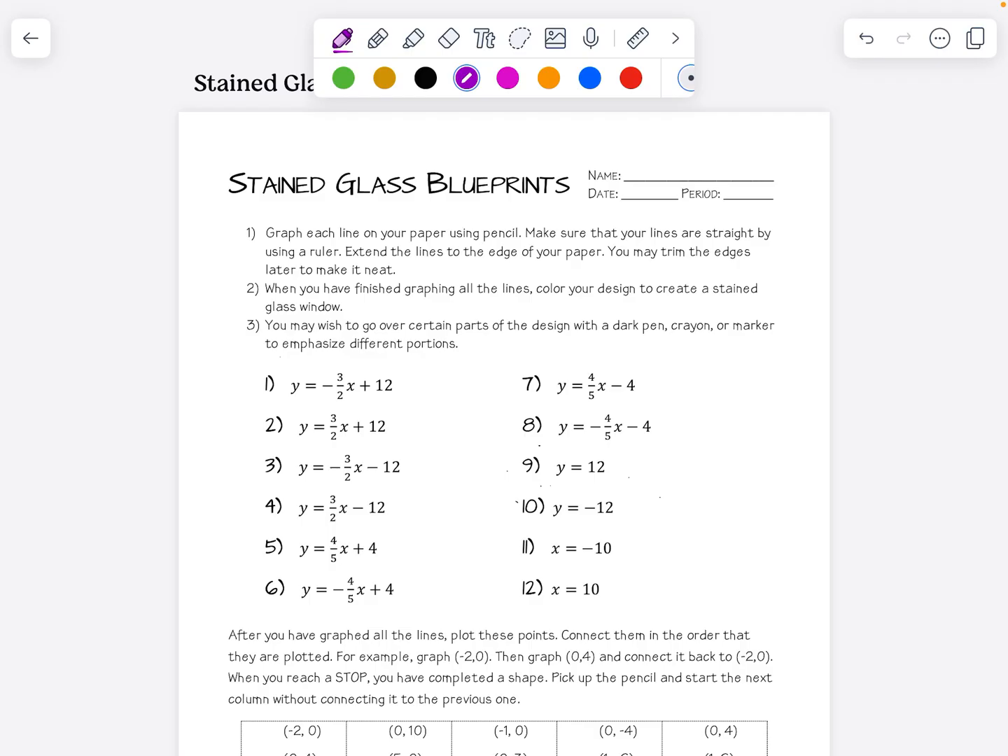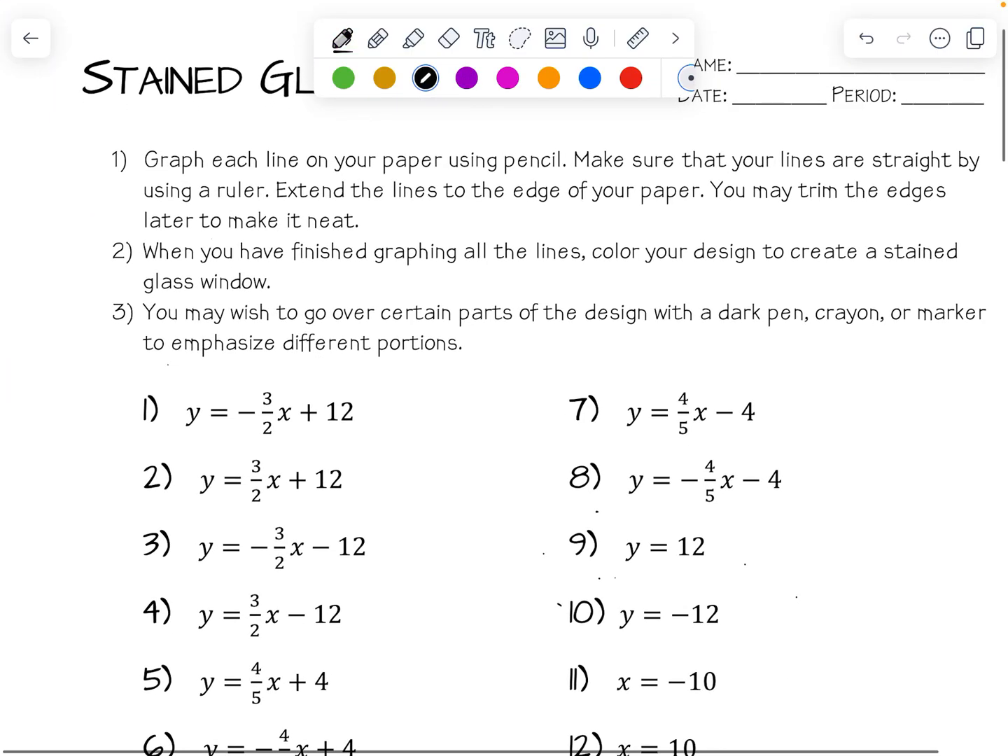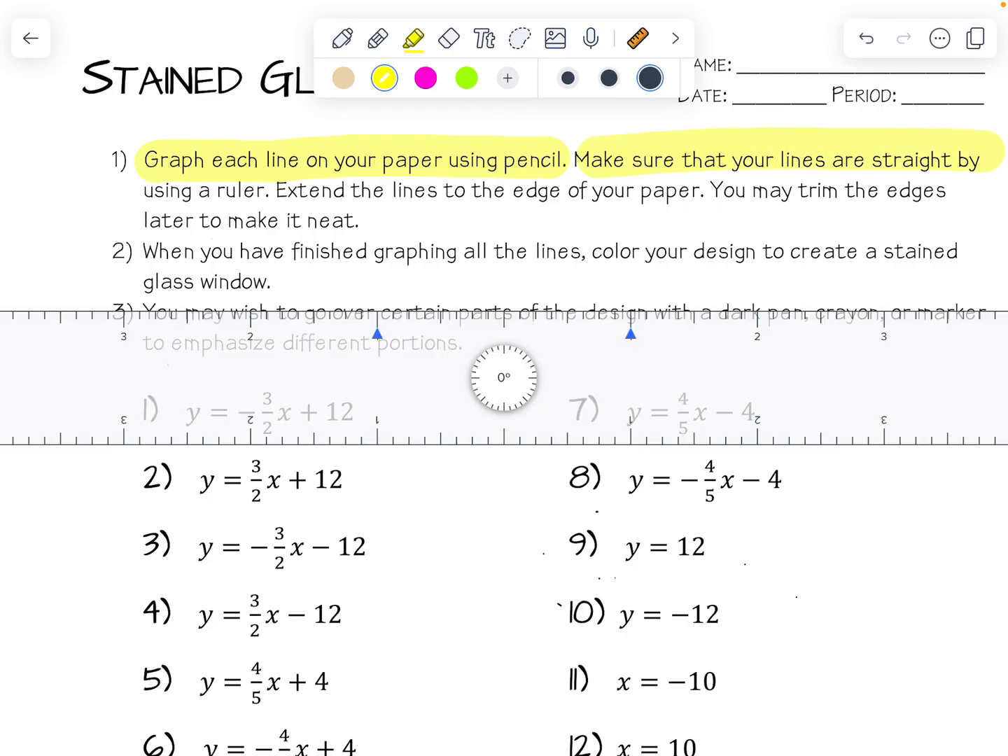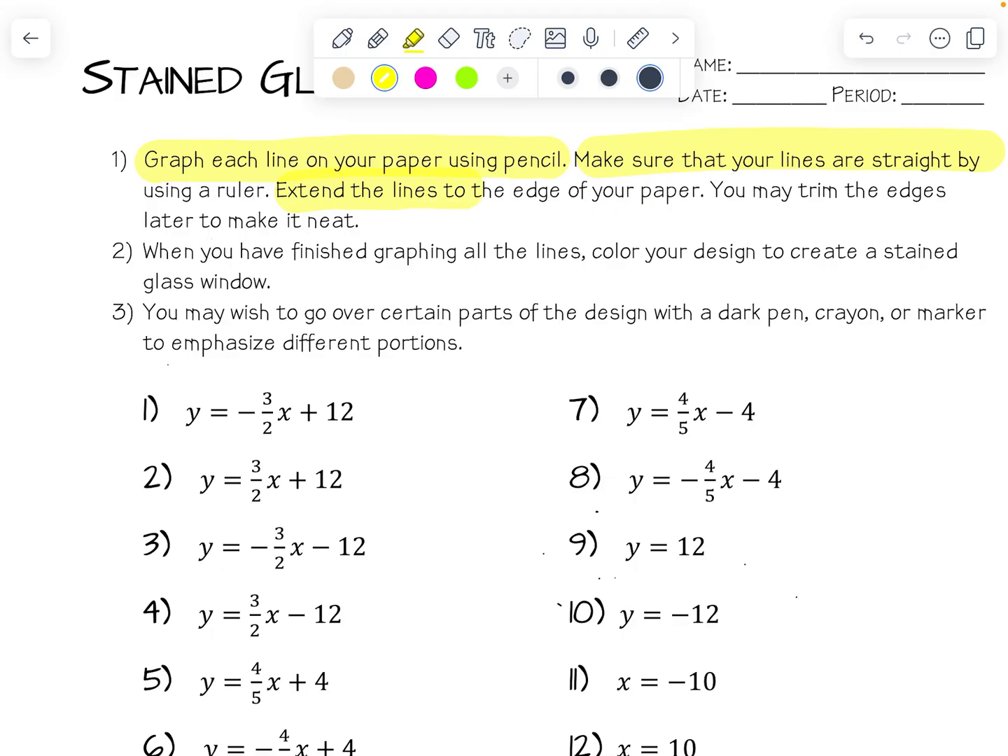For the stained glass window, these are the steps. You want to graph each line on your paper using pencil. Make sure the lines are straight by using a ruler. Extend the lines to the edge of your paper. When you finish graphing all the lines, you want to color it to create your stained glass window.